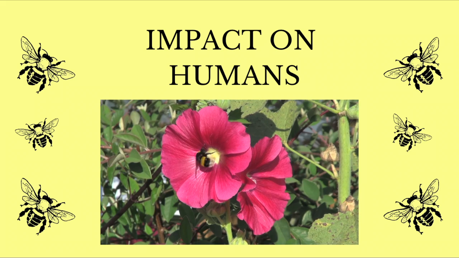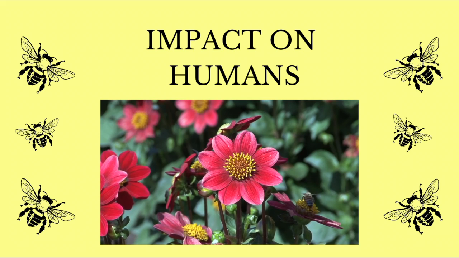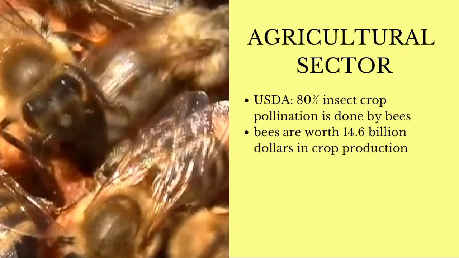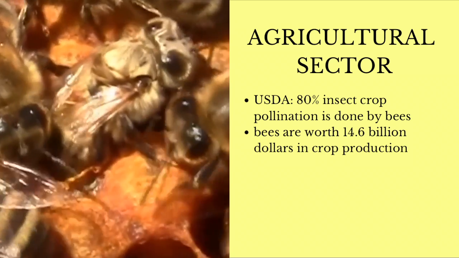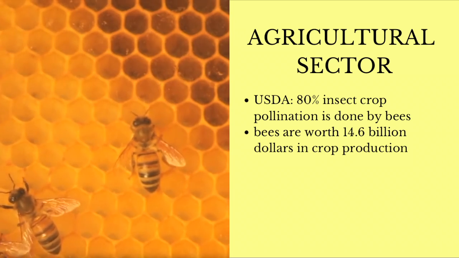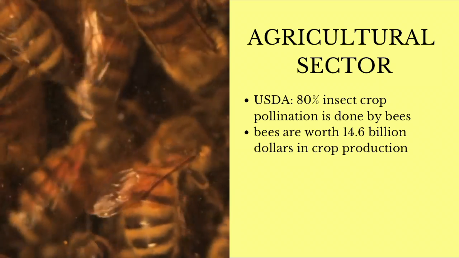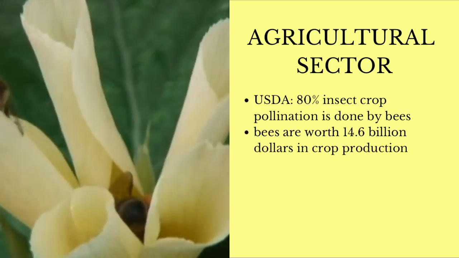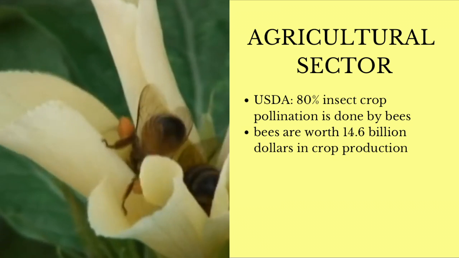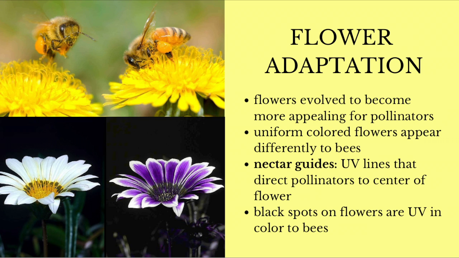The way that bees see in ultraviolet light has huge implications on human beings' everyday lives. They have an incredible impact on the agricultural sector, especially in the United States. The USDA estimates that 80% of insect crop pollination is accomplished by bees, and in the United States, bees are worth $14.6 billion. Flowers have adapted for animals such as bees to make themselves more attractive and allow themselves a better chance of visits from pollinators.